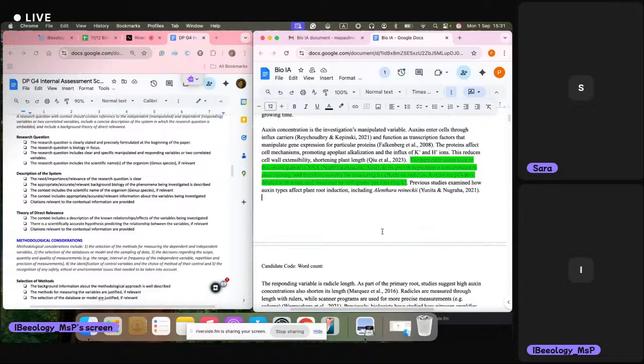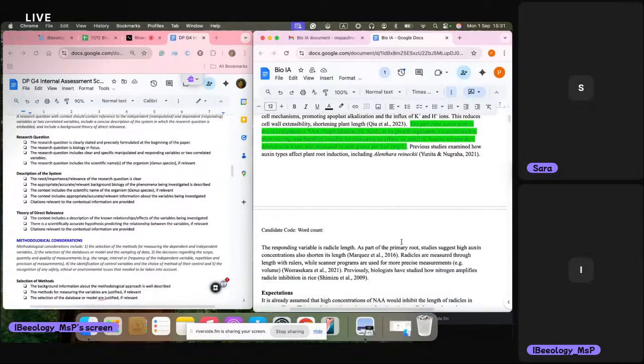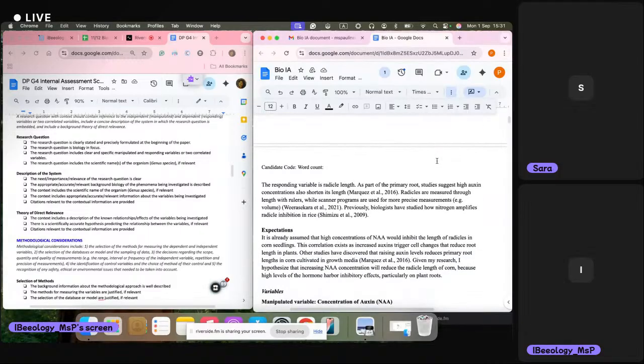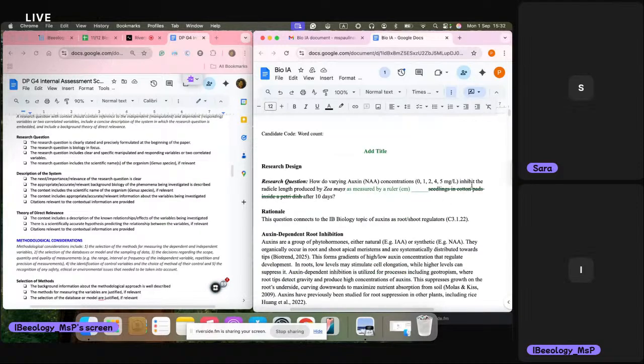This one: previous studies examined how auxin types affect plant root induction, including Alentera reinekii. That I do not know, but you can state relevance. I'm not sure, but for now, all right. The responding variable is radical length as part of the primary root. Studies suggest high auxin concentrations also shorten its length. So is this what you want? Because you said inhibiting, you mentioned here it's inhibition.